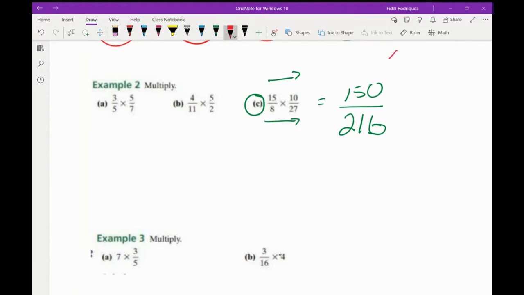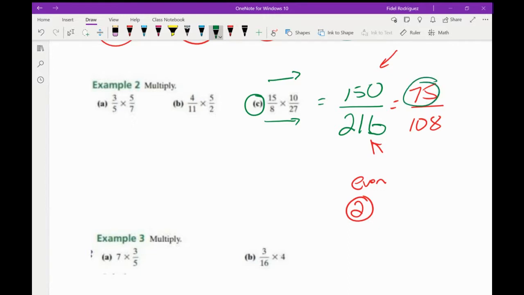How do I start reducing something like this? The first thing I would do is I would say, well, look, 150 and 216 are both even numbers. That means I can divide them both by 2. So if I take my calculator and I say, what's 150 divided by 2? That's going to give me 75. And 216 divided by 2 is going to give me 108. And then I might say, okay, can I still divide them by 2? 75 can't be divided by 2, right?